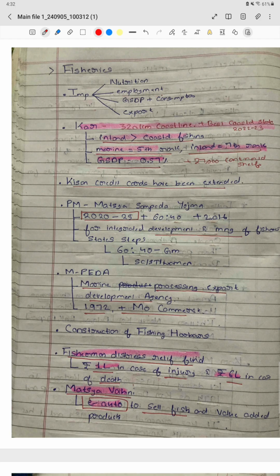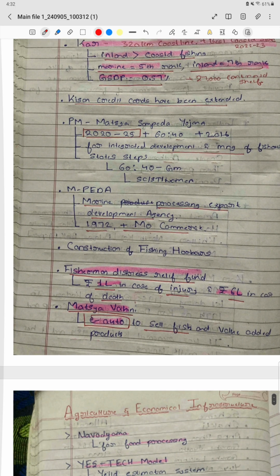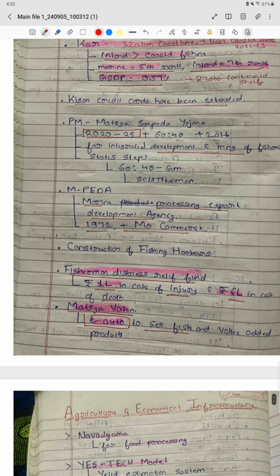And what is the contribution of this fishery sector to our GSDP? It is around 0.57 percent. And we have a continental shelf of around 27,000 kilometers in our state. Then credit cards have also been extended to the fishery sector. Pradhan Mantri Matsya Sampada Yojana.